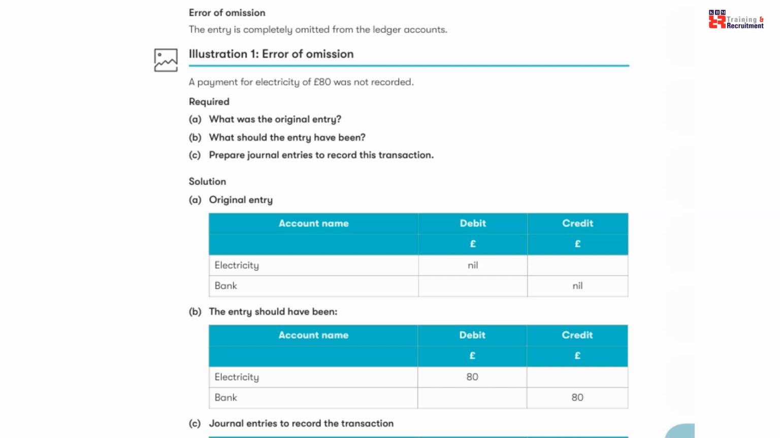In this illustration, we're going to do the calculations, what the correction should be and what you did wrong. All of that we're going to do in the next video.